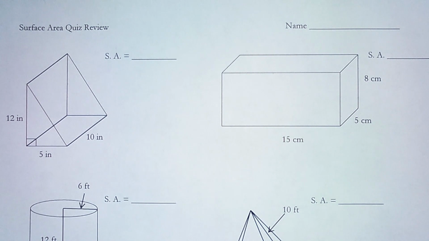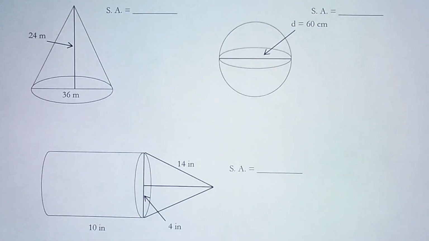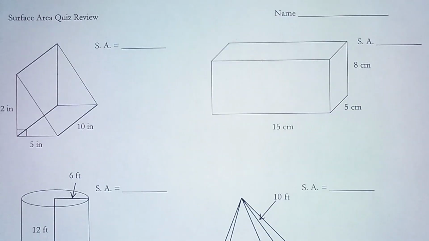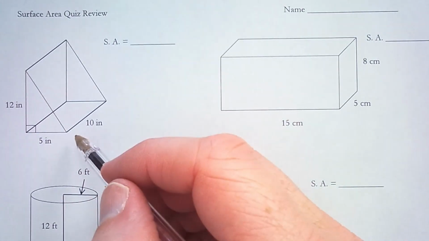Hey guys, today we are going to review surface area, and we will work with prisms, pyramids, cylinders, cones, spheres, and then at the end we will do one that puts a couple of those together. So we'll start with a triangular prism.